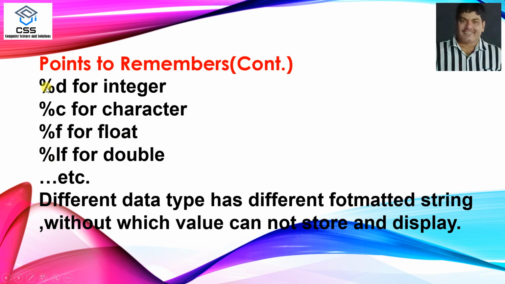Remember, if you want to store 10, 30, 40, minus 400, minus 2.3, then we have to take two types of formatted string. One is %d, one is %f or %lf. For values like 10, 20, 30, 40, we should take %d. For real or fractional values like 2.3, 3.8, we have to take %f or %lf. The difference between %f and %lf is that %f stores fewer bytes and %lf stores more bytes.